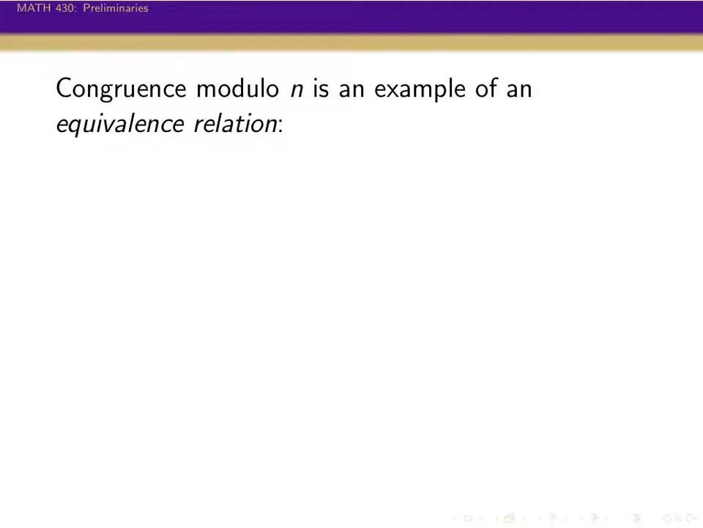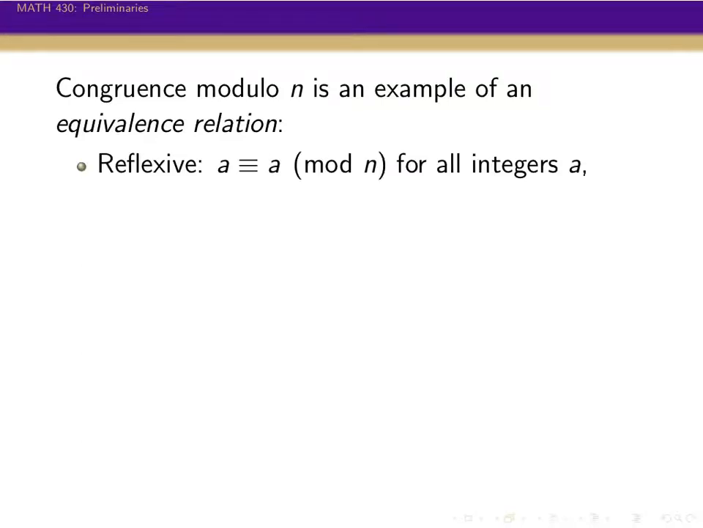Okay, so this congruence modulo n, this is an example of what's called an equivalence relation. So what is an equivalence relation? Well, it has 3 properties. One is that it's reflexive, and so every integer is congruent to itself, mod n, right? Because a minus a is 0 and n divides 0.